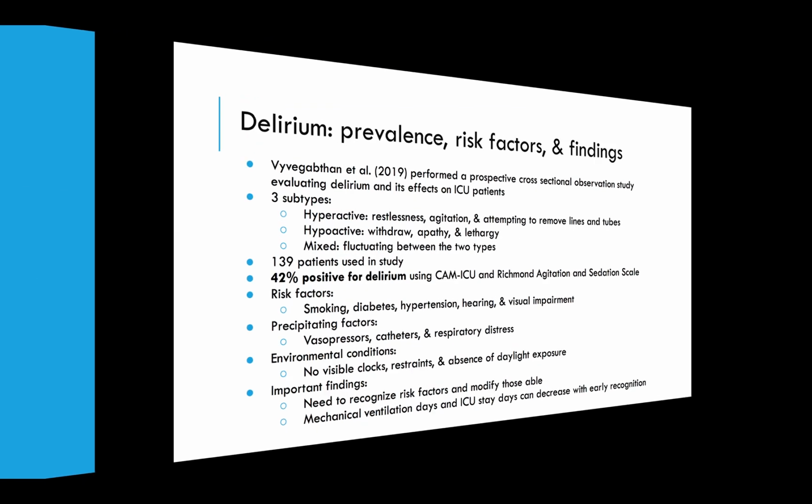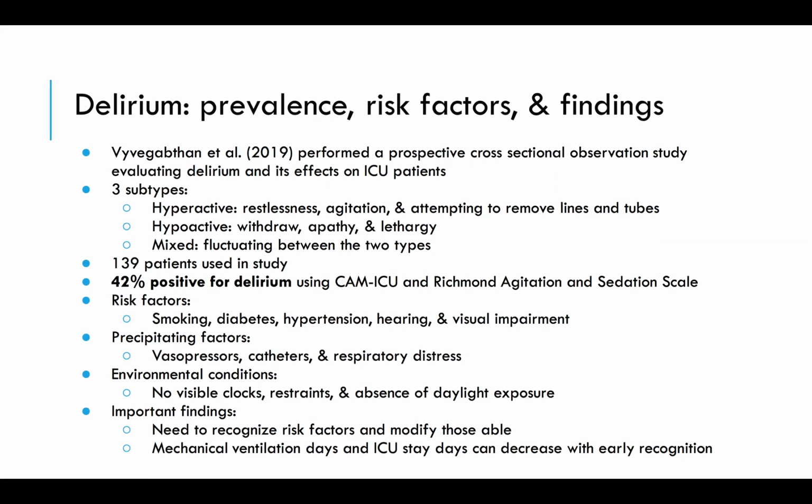So, moving on to the literature review, I found 5 different articles, starting with Vegabathan et al., Evaluating Delirium and Its Effects on ICU Patients. Again, there are 3 subtypes: hyperactive, hypoactive, and mixed, which would be a mix between the two. In this study, 42% of patients were positive for ICU delirium, and they did use the CAM-ICU and the RASS. Some risk factors they found were smoking, diabetes, hypertension, and some hearing and visual impairments.